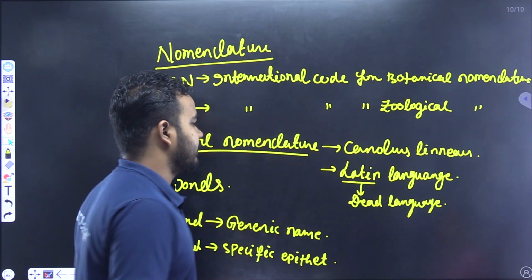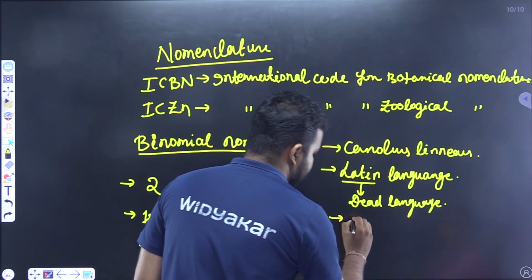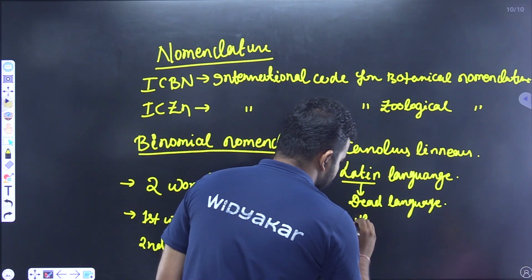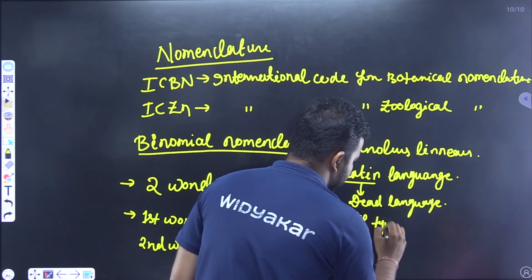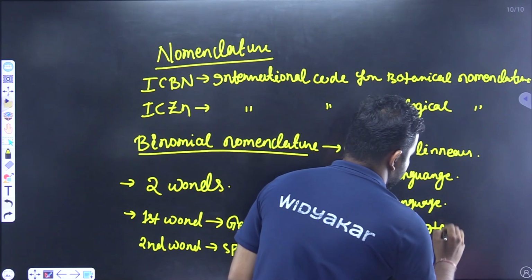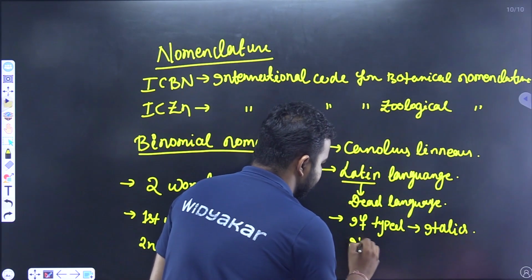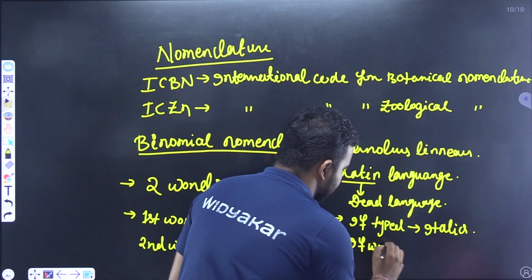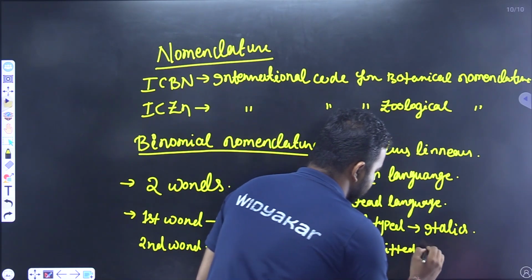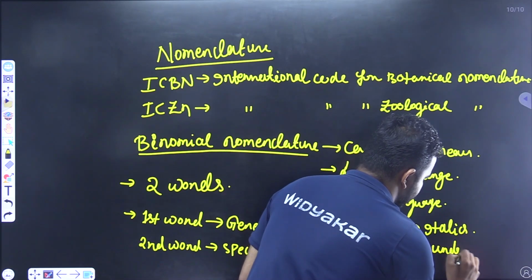Okay, so this is the third rule. The fourth rule is that if the name is typed on a computer, it should be typed in italics. And if it is handwritten, then the two words should be underlined separately.